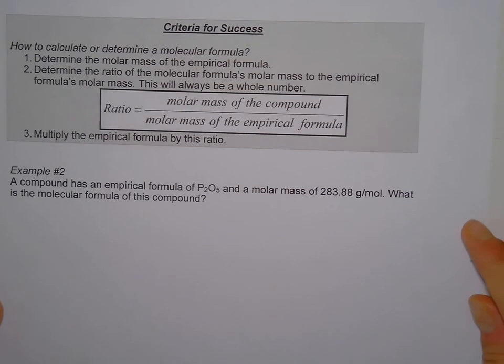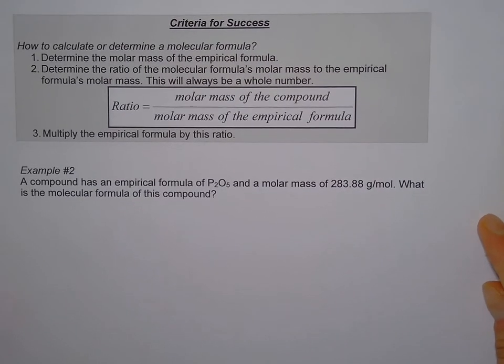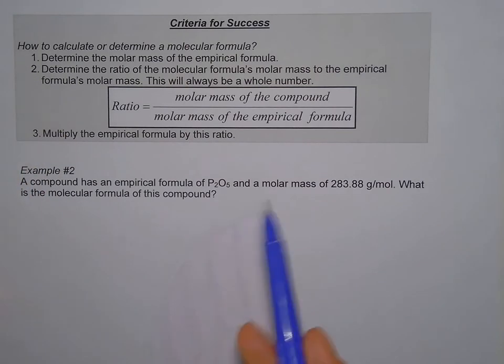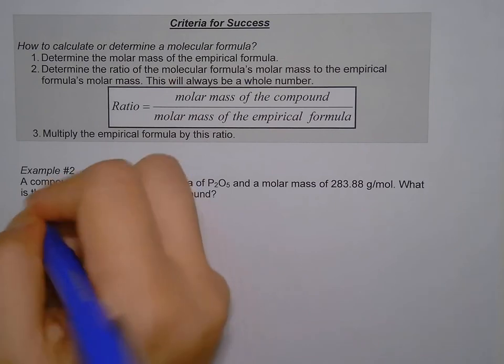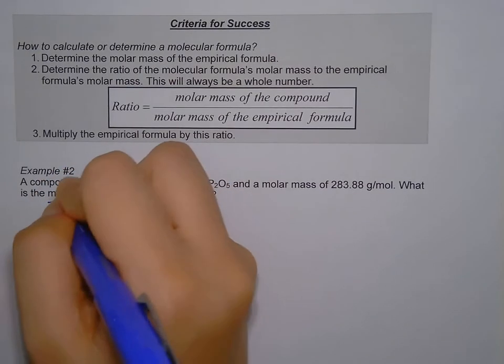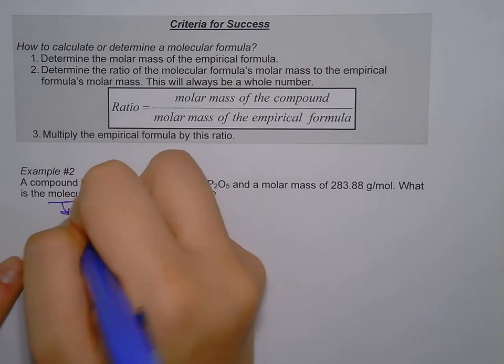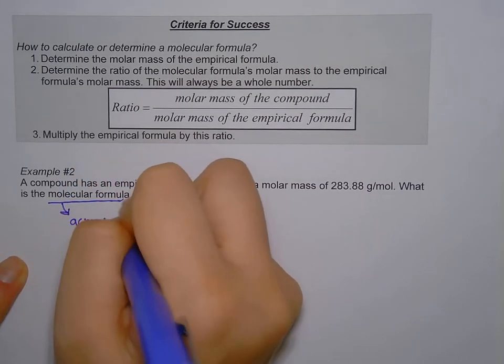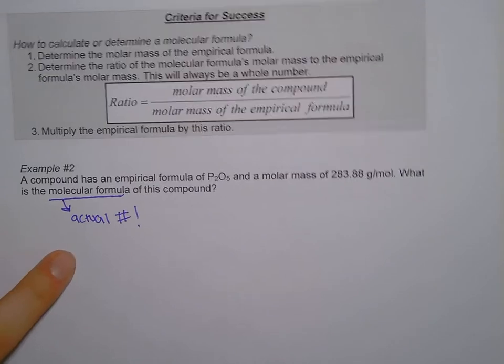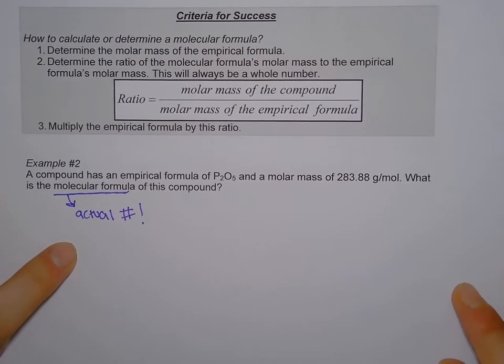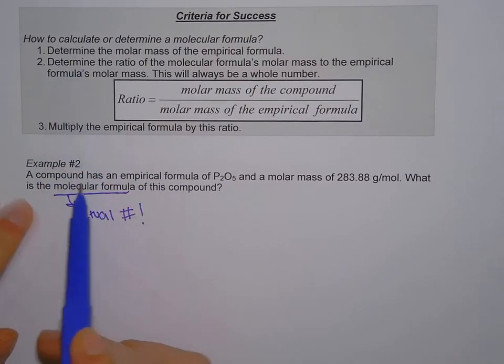Okay, so this is finding the molecular formula. An example of that. So we were working with empirical, which means the smallest ratio, and now we're moving on to molecular, which means the actual number, so not the smallest ratio. Okay, so I have a few steps here, and let me read the problem first.